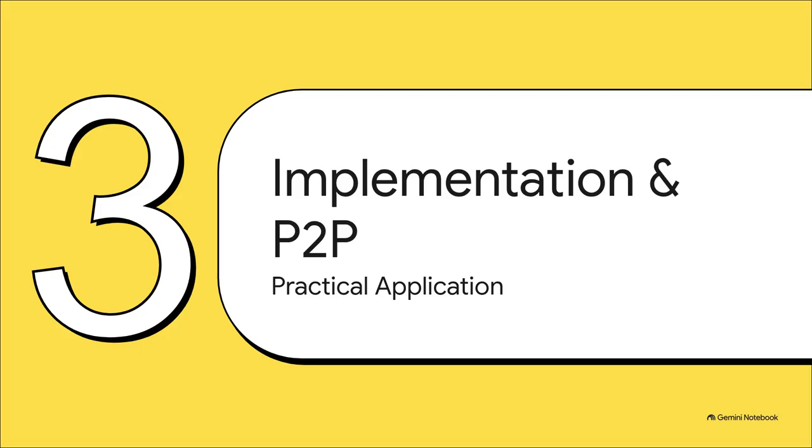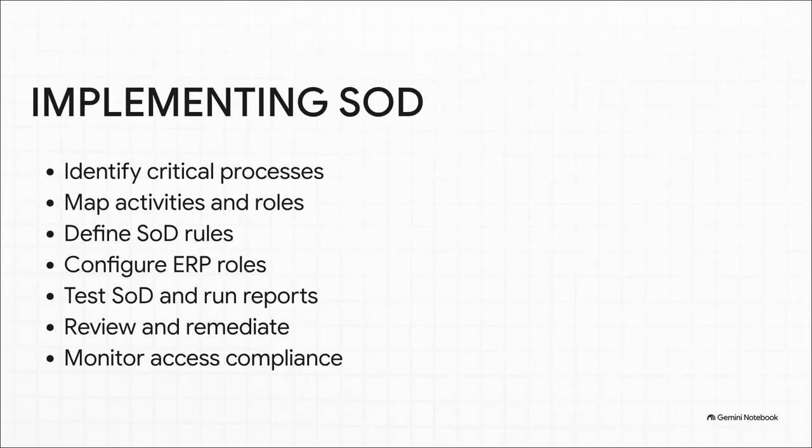Time to put all this theory into action. When we're talking about implementing SoD in ERP, you've got to follow a very deliberate sequence. First, identify critical processes and risks. Then, map key activities and required roles. Next, define SoD rules and incompatible access. Only after all that do you configure roles and authorizations in the ERP.